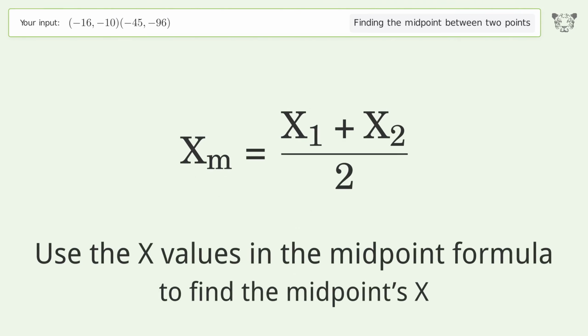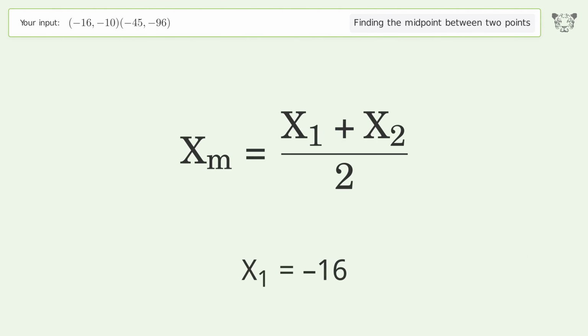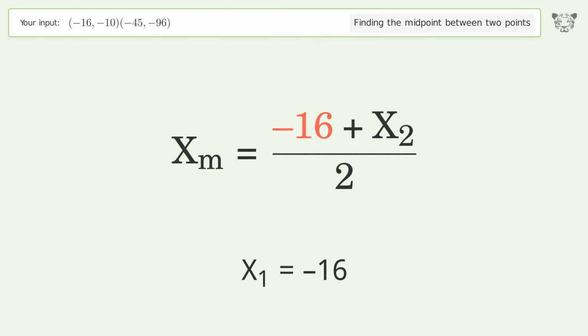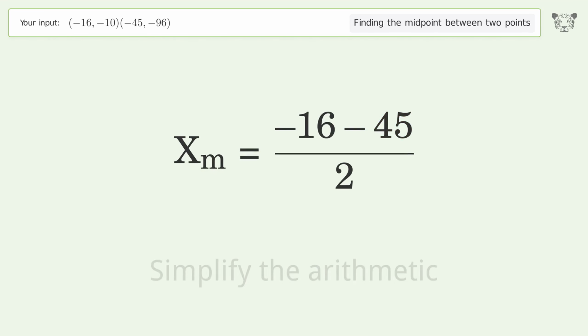Use the x values in the midpoint formula to find the midpoint's x. x1 equals negative 16. x2 equals negative 45. Simplify the arithmetic.